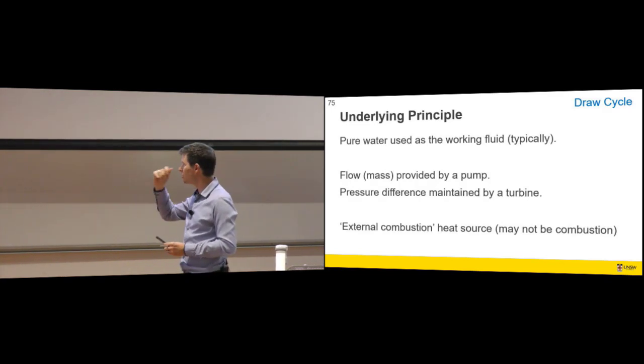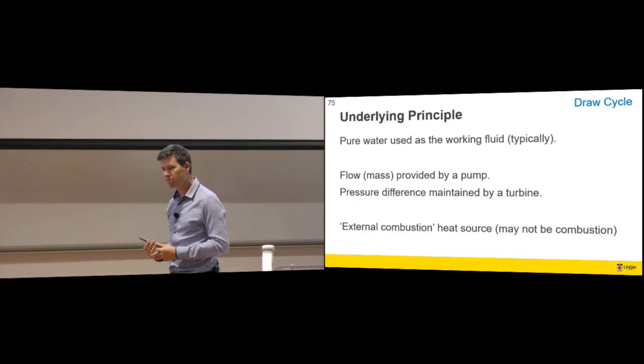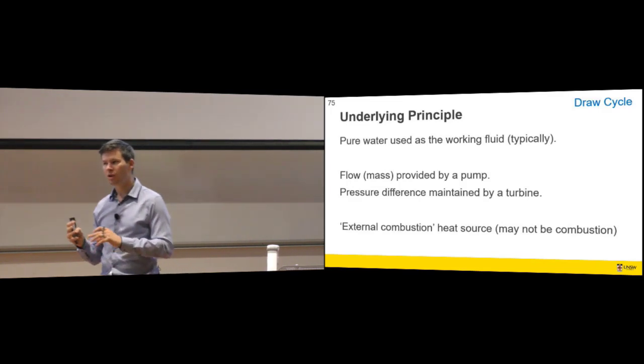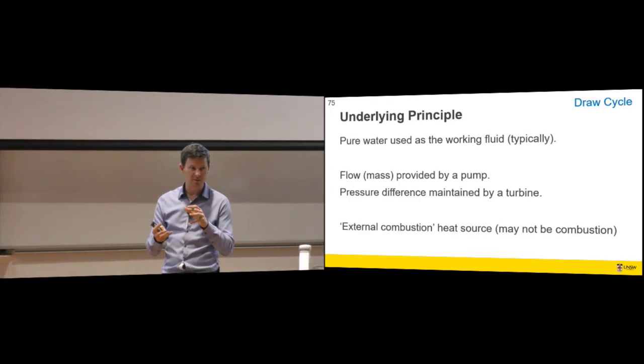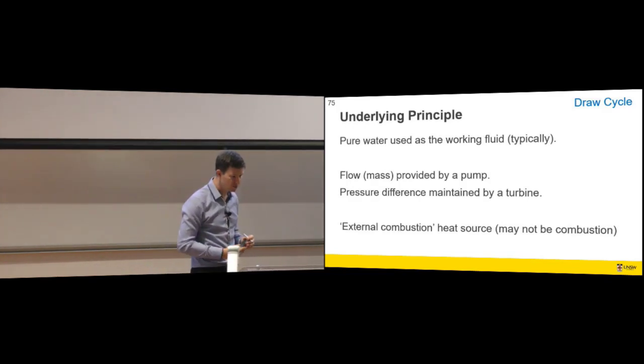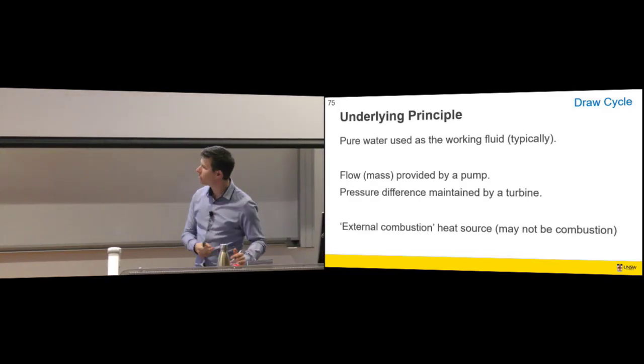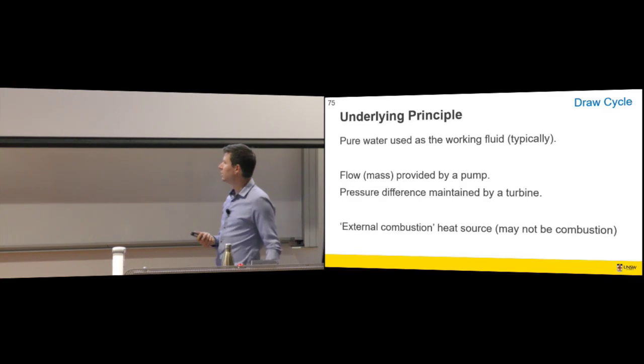We'll say external combustion uses a heat source. It may not be combustion, but you certainly don't use combustion inside the process like you do with an Otto cycle or a Brayton. So we were combusting the air we were working with. Here, we're not using air. We're using a pure substance.